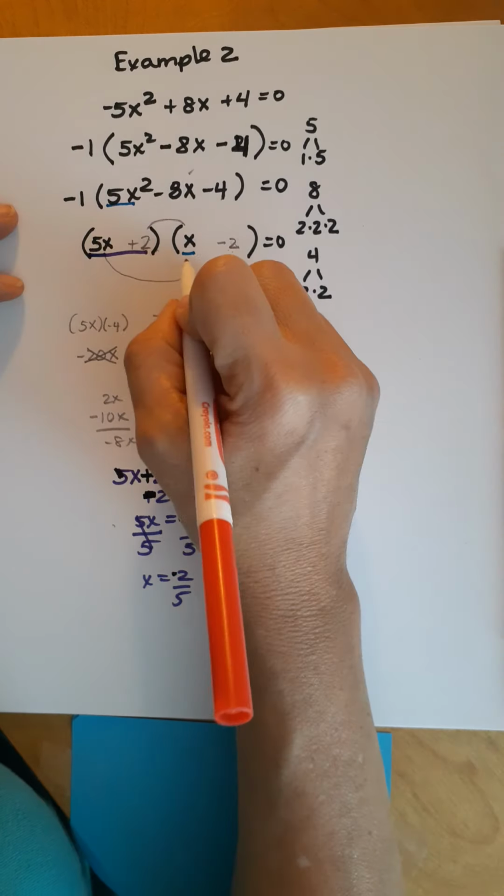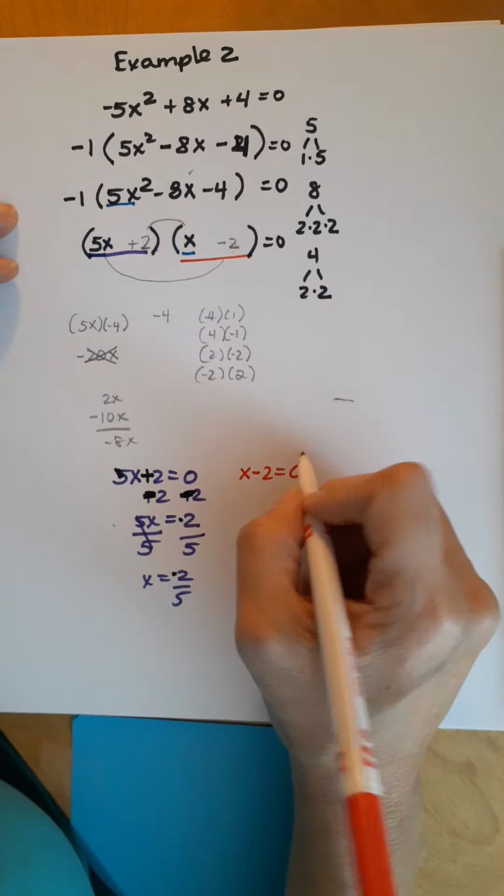So x minus 2, I'll do this in red, equals 0. We're going to use addition property of equality. We add 2 to both sides, x equals 2. And those are my two zeros. On my graph, if I was graphing this parabola, I know on the x, I would have 2, and I would have negative 2 over 5. I find my middle, and I'm almost pretty much done for graphing it.